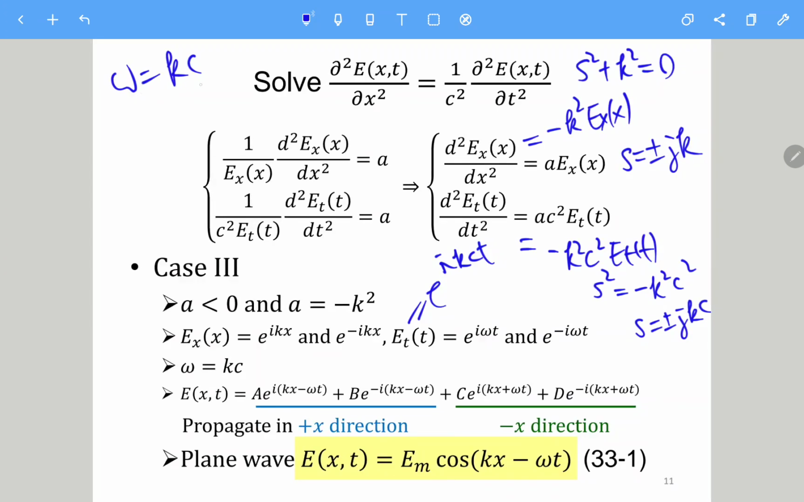Because actually, if you still remember, k is the wave number. k is 2 pi over lambda, and omega is 2 pi f. When you substitute it into here, you will have 2 pi f equals 2 pi c over lambda. 2 pi and 2 pi can be cancelled, so we have f equals c over lambda, which is what we are similar to. c equals f lambda is always true for the EM wave.